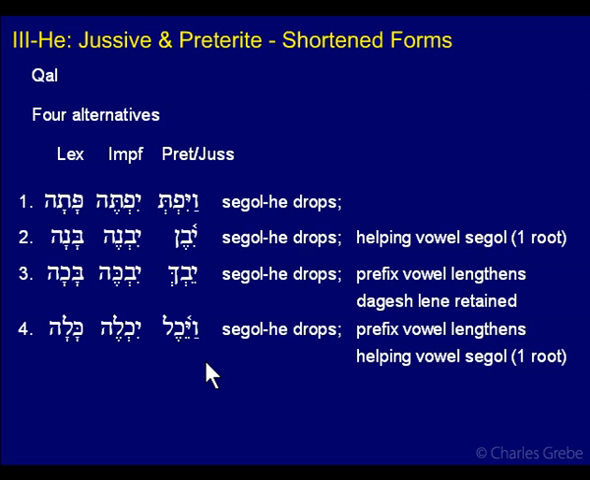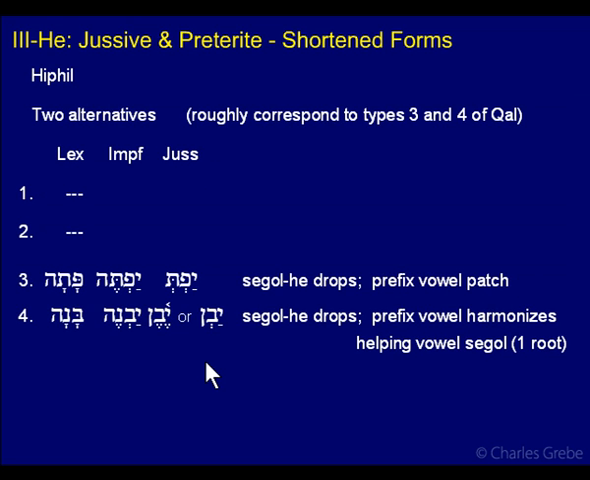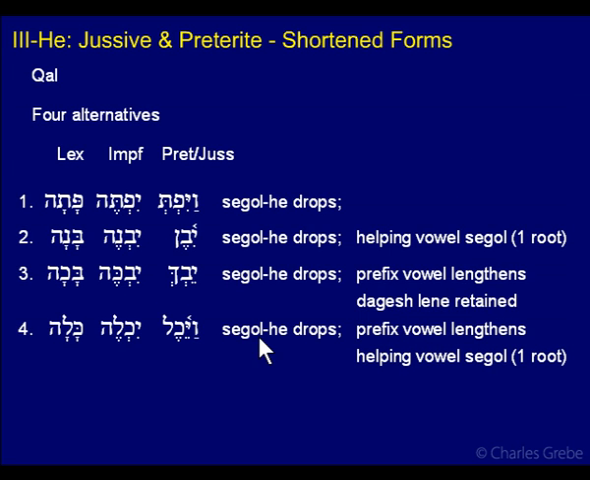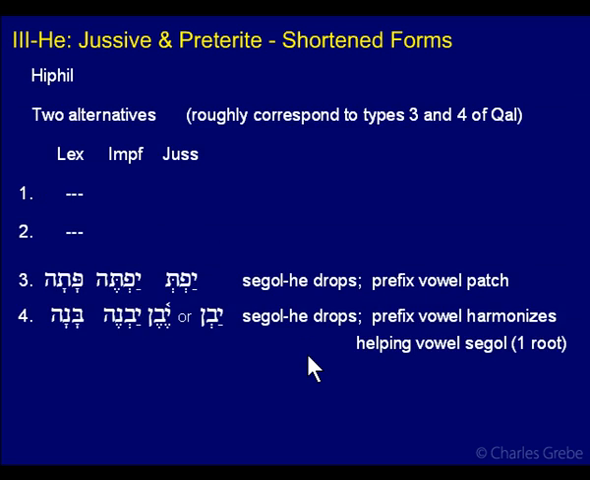We'll move over and do the hiphil, and then we'll come back and look at this or summarize it. So with the hiphil, we have two alternate apocopated or shortened forms. Apocopate means to cut off the bit at the end, so the hay gets cut off. And in my estimation, anyway, they roughly correspond to types 3 and 4 of the kal. That's just my observation.